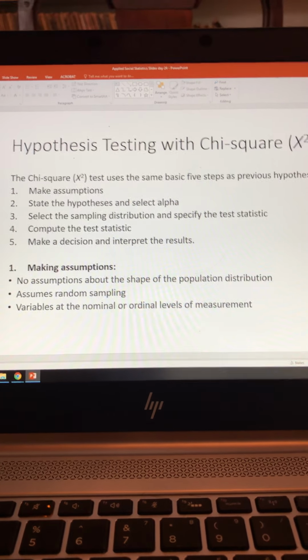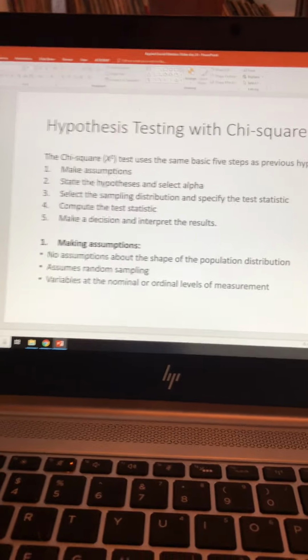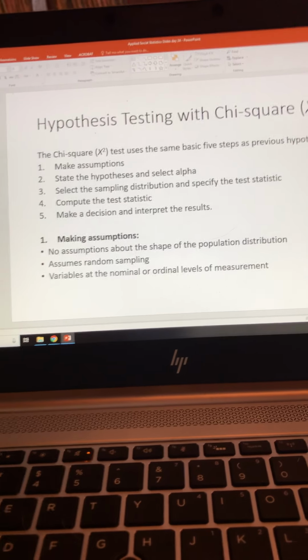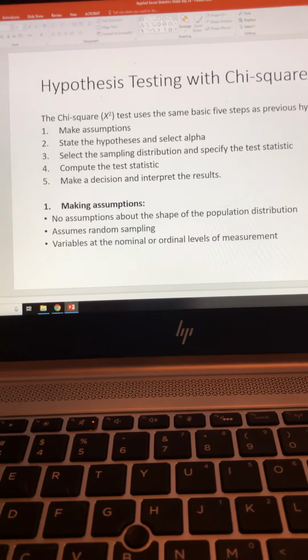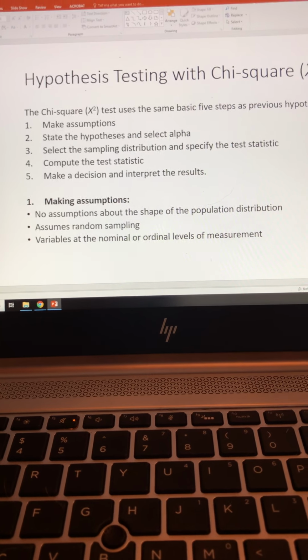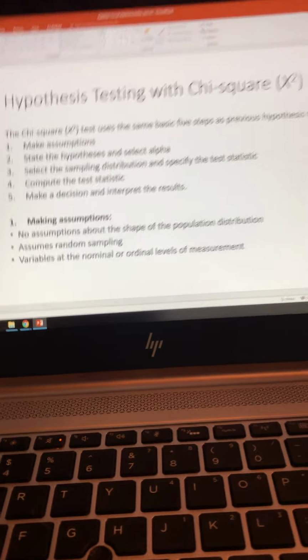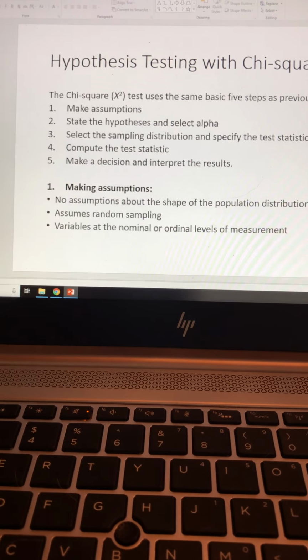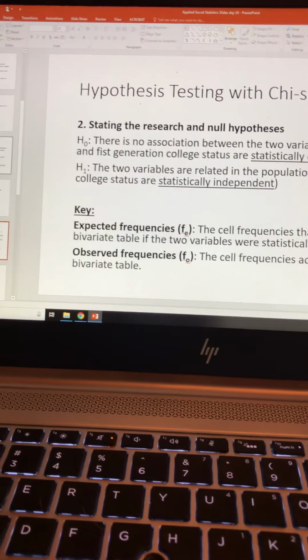What we do, obviously, with any inferential statistics, is assume random sampling. So the data was collected via random sampling. And then lastly, that the variables are measured at the nominal or ordinal level. So those are the assumptions of the chi-squared test.